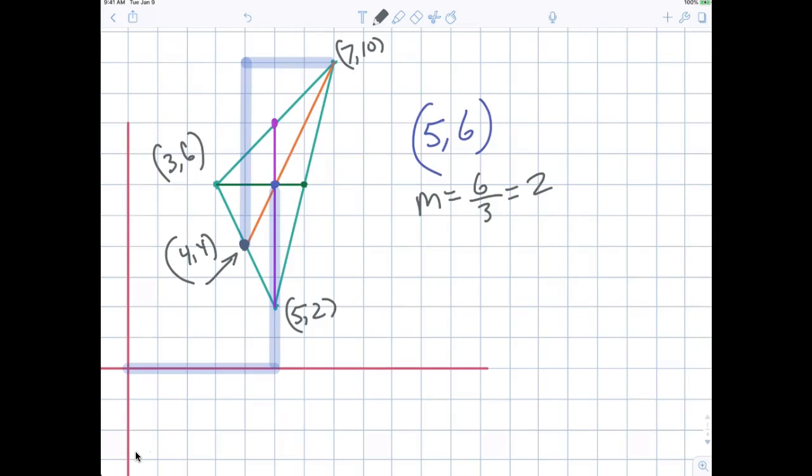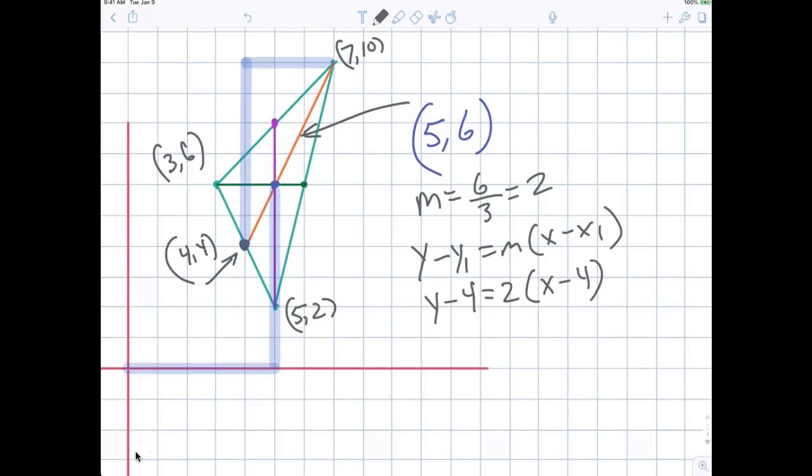So I need the equation of this red line. What's the equation of that red line? y minus y1 equals m times x minus x1, for those of you who forgot. So now someone write the equation. y minus 4 equals. Beautiful. Everybody okay with that?